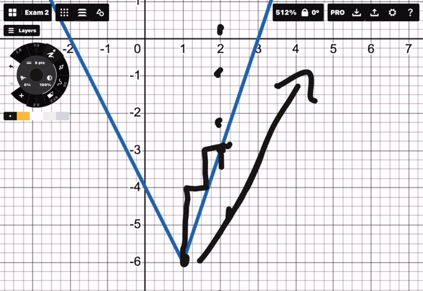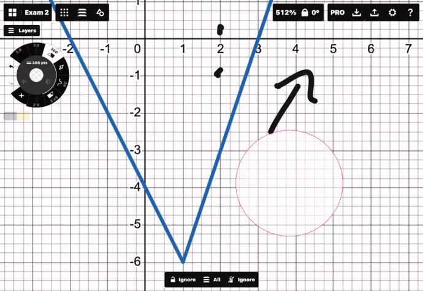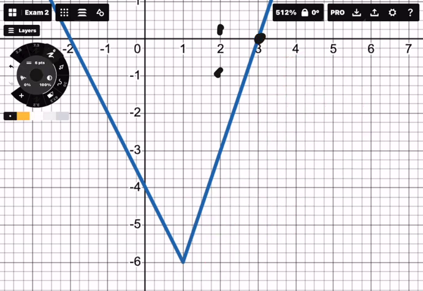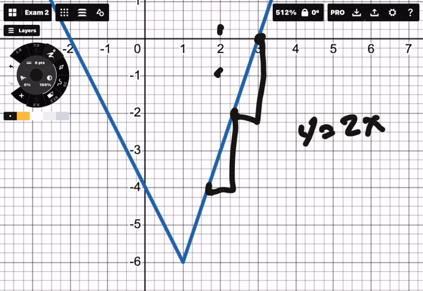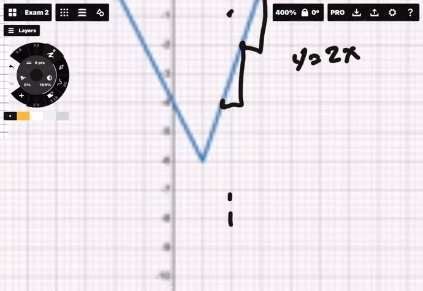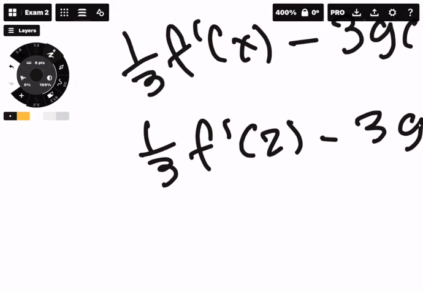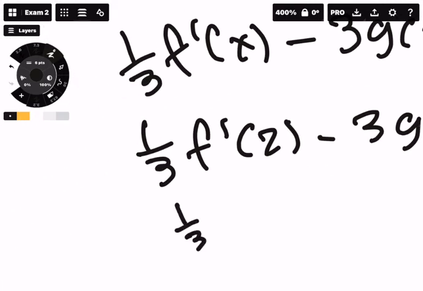Another way to verify this is to go to 3, 0. I want to see where an easy point is. So it looks like, yeah, every 2 it's going to be going up. So this is going to be y equals 2x. Since it rises, it moves 1 over. So this means f prime of 2 is going to be 3.